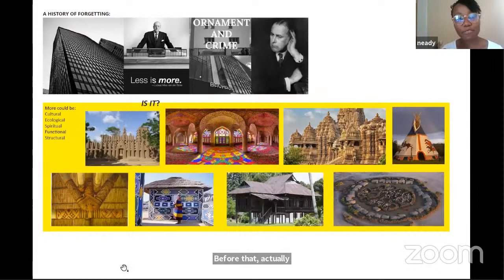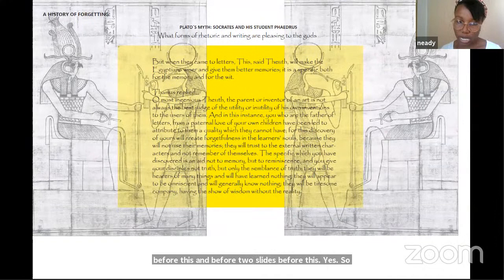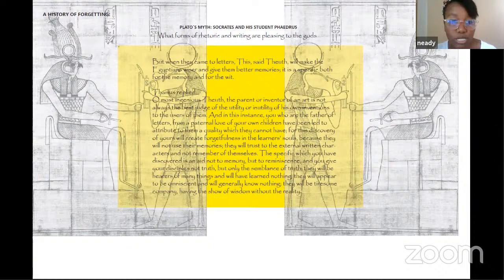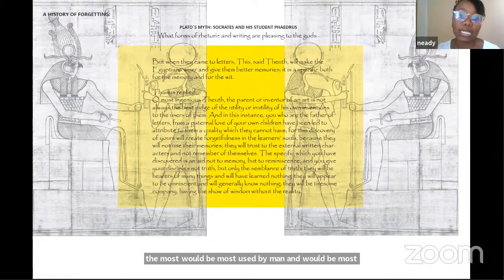Yes, so Thamus of Anthotes is a myth that's told of a great thinker that went to the king with all these knowledge systems that he had created, and he thought of writing and said writing of all of them would be most used by man and would be most viable. And the king said, "This may not be truth because the writing will sort of erase memories and will lead to forgetfulness amongst man."